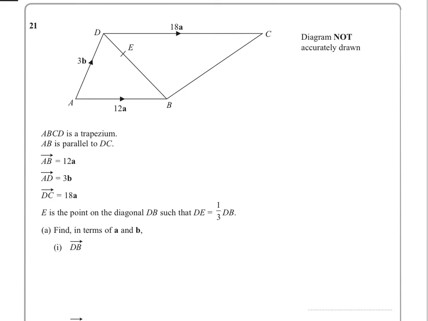Find, in terms of a and b, d to b. Now direction is important. I'm going from d to b. The route I'm going to take is actually via a. So therefore I'm going against the vector d to a. So d to b is going to equal minus 3b plus 12a.